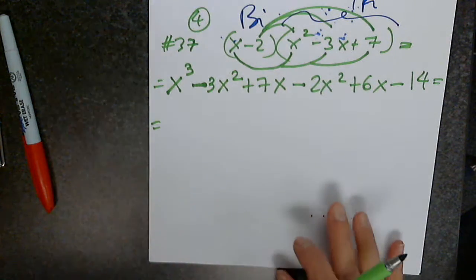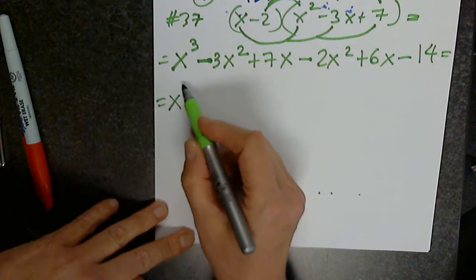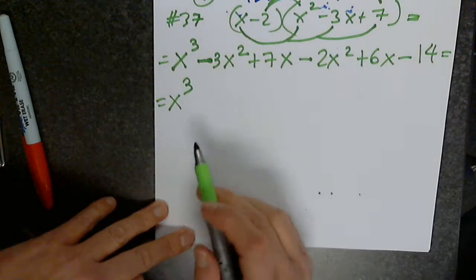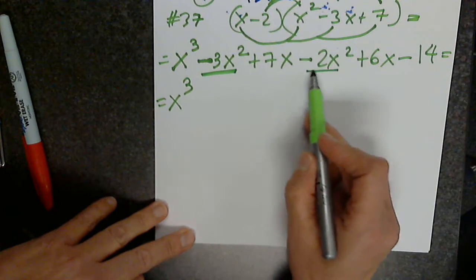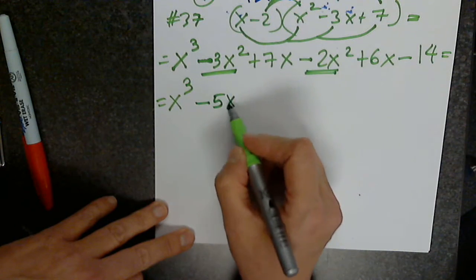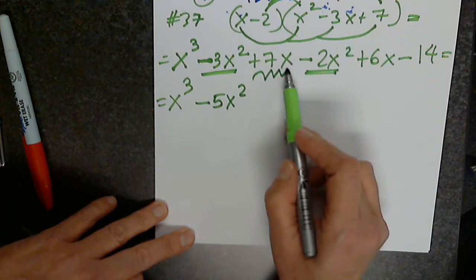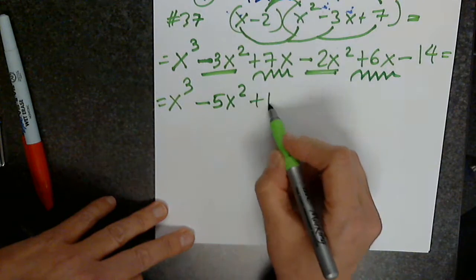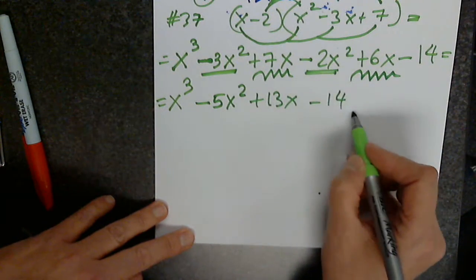Of course, I have to identify the degree because I don't know where to start. So the degree is 3. I start with x cubed, and there is nothing like it. Then I continue with x squared. What do I get? -5x squared. And then x. What do I get? Plus 13x, and then -14.